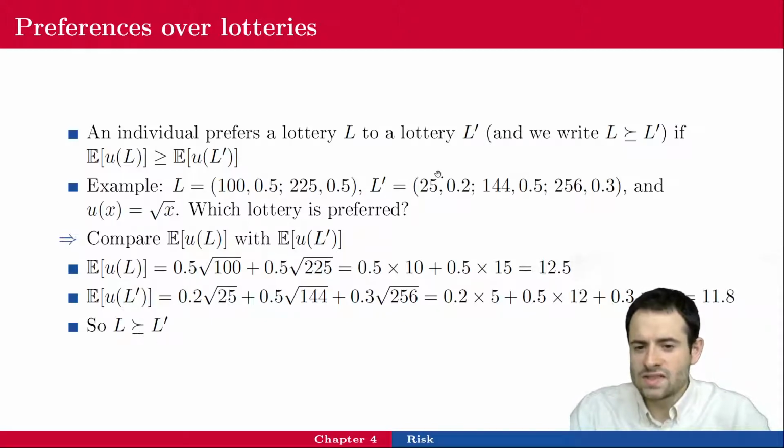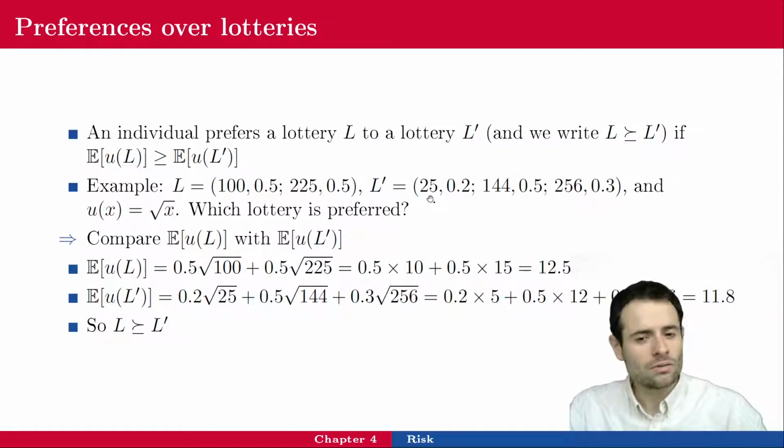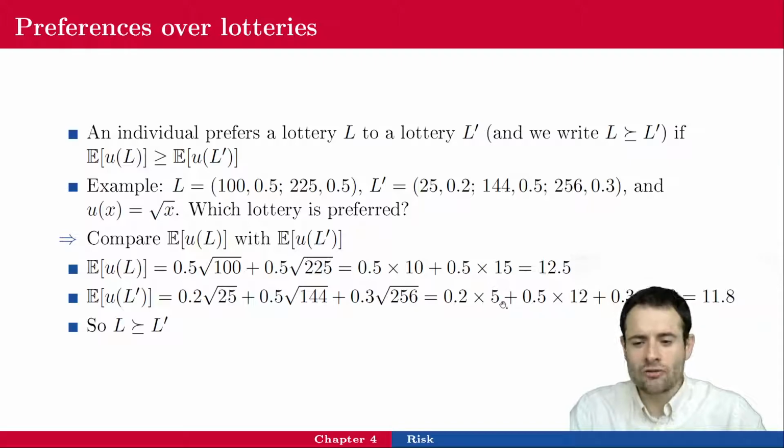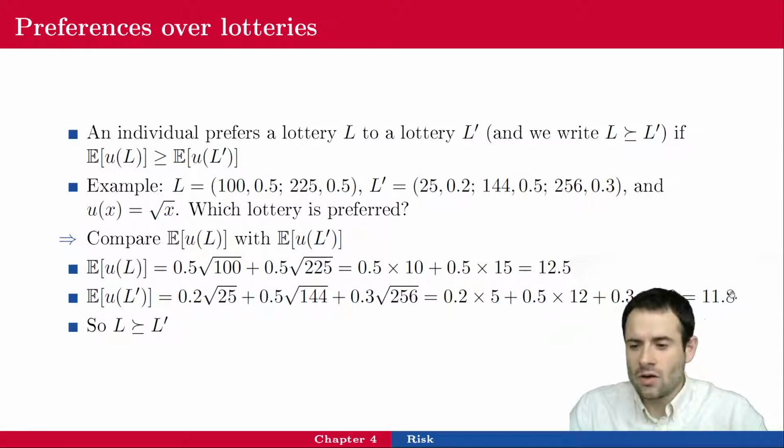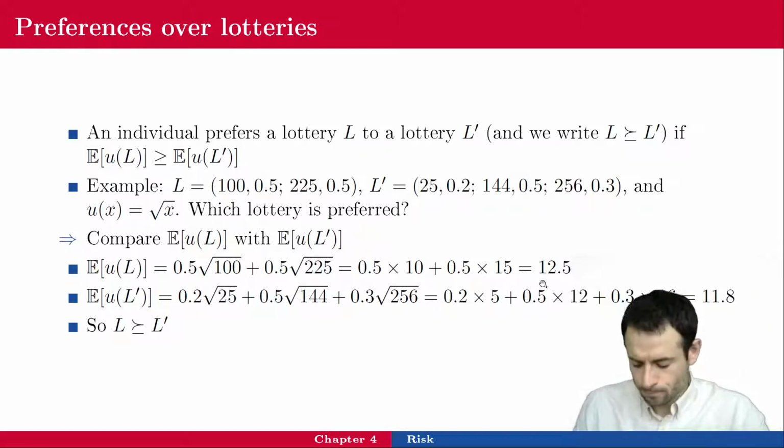Note that if instead of 25 here, I had, let's say, 64, so here we would have 0.2 times not 5 but 8, maybe the expected utility of the second lottery would be higher than the expected utility of the first lottery.